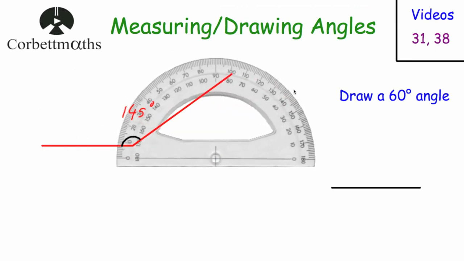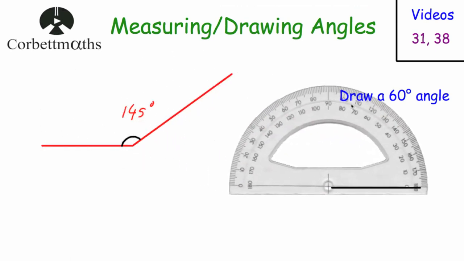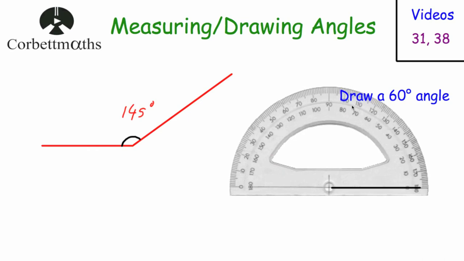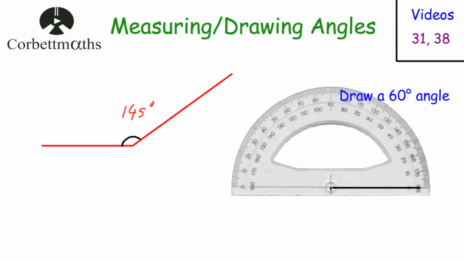Our next question says to draw a 60 degree angle. So we're going to draw a 60 degree angle. So let's put our protractor so that the cross of the protractor is at the end of the line and that we've got zero on the line. And we're going to count round to whenever we get to 60 degrees. So as you can see, the zero's on the inside this time. So we're going to go around to 10, 20, 30, 40, 50, 60. So 60 degrees would be here, so there.